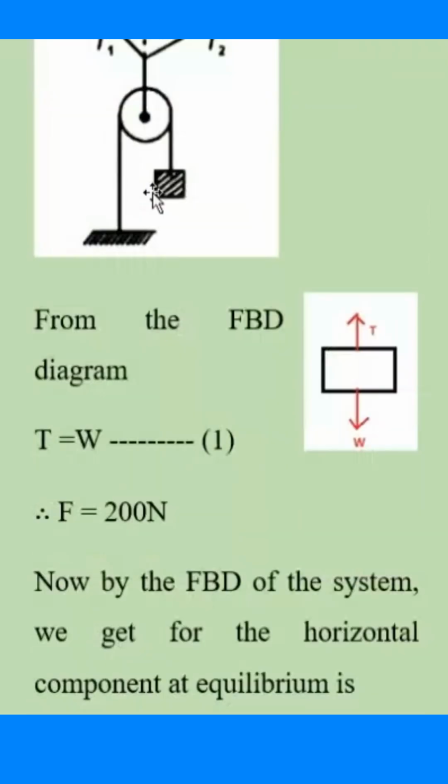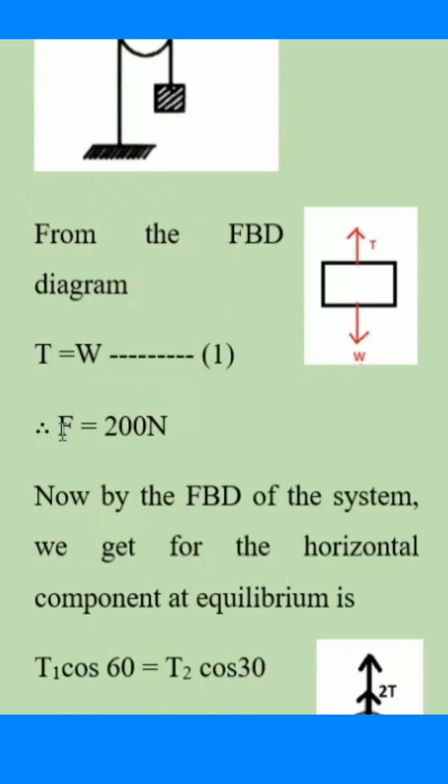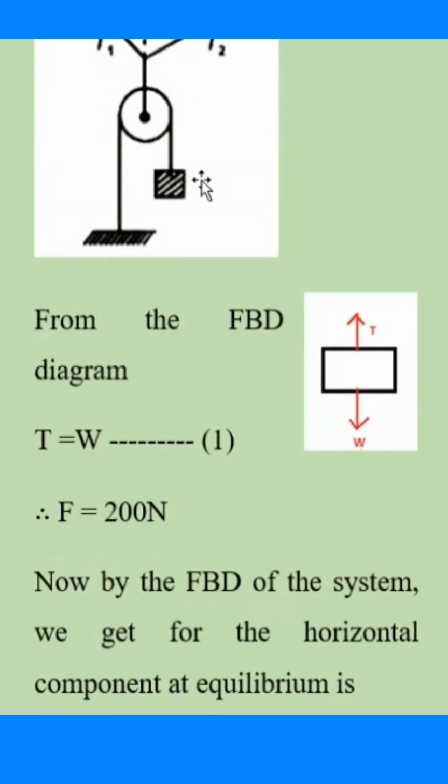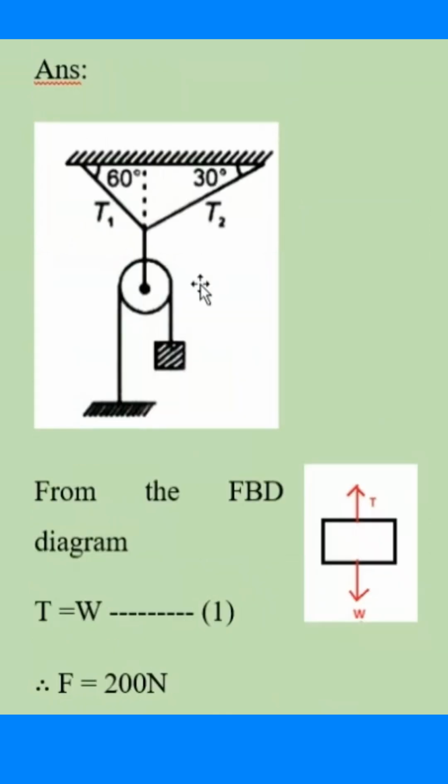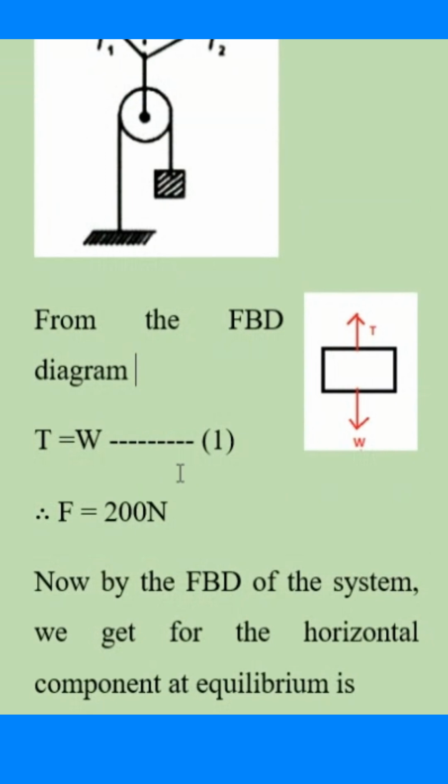So we can draw the free body diagram. From the free body diagram, we can say that T is equal to W for this right side block. Okay, left side is already fixed there, and this mass is already given in the diagram, but it is not printed. Actually it is 10 grams, so it will become 20, so it will become 200. So the force is nothing but 200 Newton.